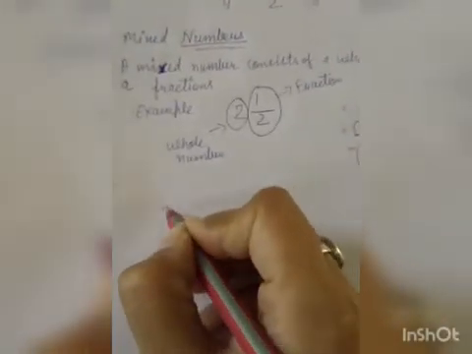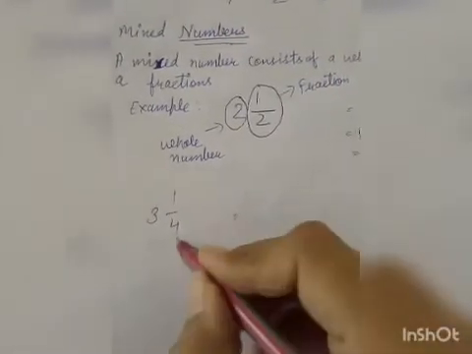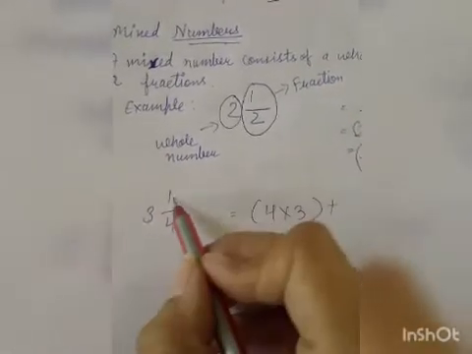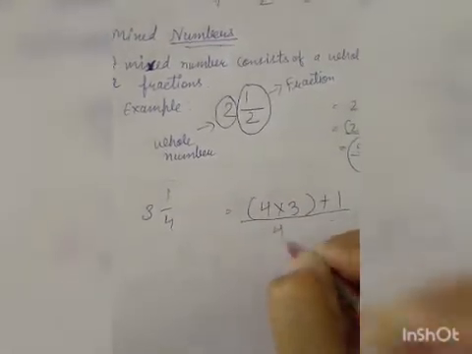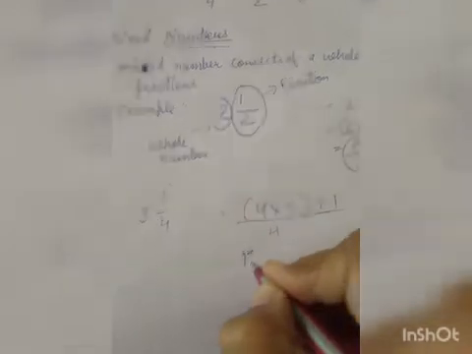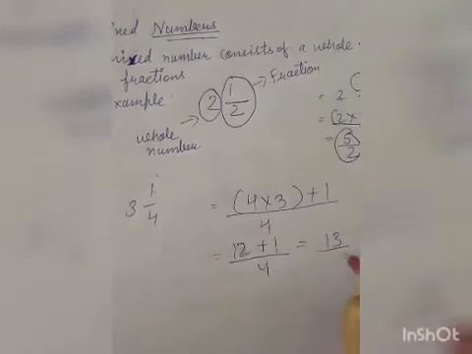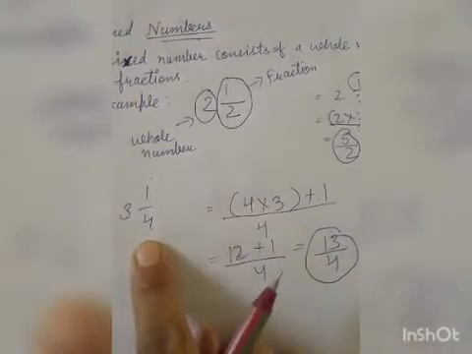Okay, so I will solve one more question. Suppose I have one more number like 3 1 by 4. So how to solve this? I will multiply this 4 with 3, plus I will add this number, the numerator 1, divided by 4. So 4 3s are 12, 12 plus 1 is 13 by 4. So in mixed number we can write 13 by 4 as 3 1 by 4.